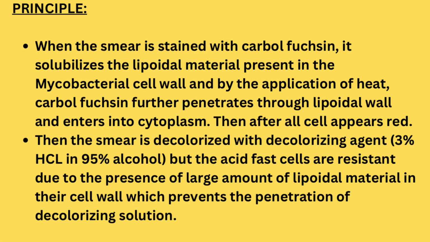Principle. When the smear is stained with primary stain carbolfuchsin, it solubilizes the lipoidal material present in the mycobacterial cell wall. And by the application of heat, carbolfuchsin further penetrates through the lipoidal wall and enters into the cytoplasm. Then all the cells appear red. Then the smear is decolorized with decolorizing agent, 3% HCl in 95% alcohol.